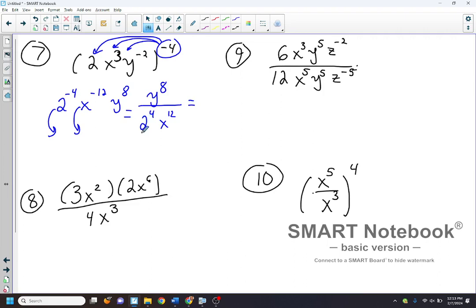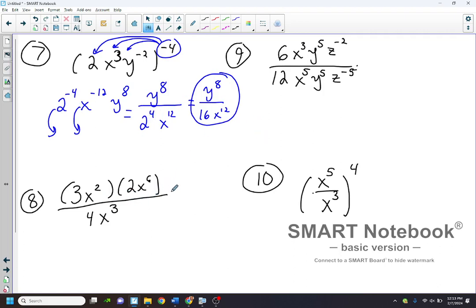And then I need to do 2 to the 4th power, which is 2 times 2 times 2 times 2: 4, 8, 16, which will be 16. So 16, x to the 12th power. Notice how everything I'm doing is one step at a time, kind of following PEMDAS. I did parentheses. I took care of, in this case, it's technically exponents. I'm taking care of the exponents first, then do the math.